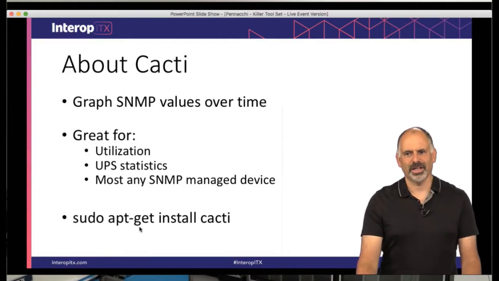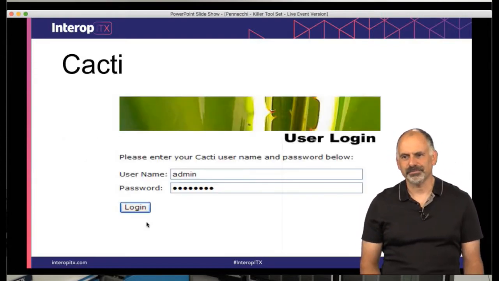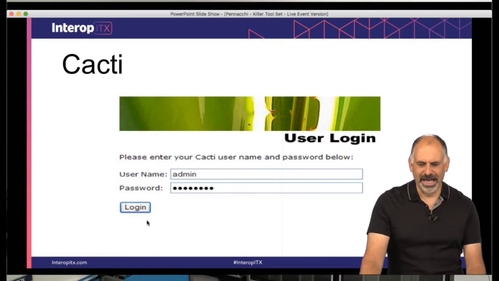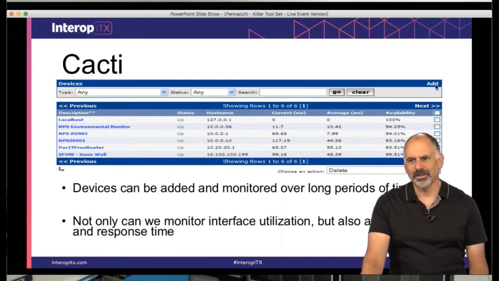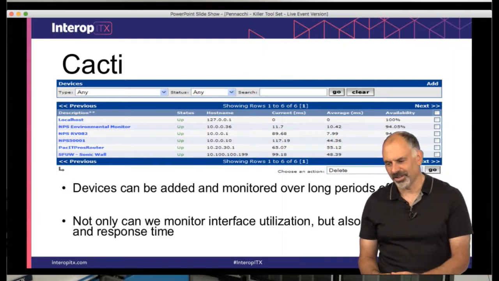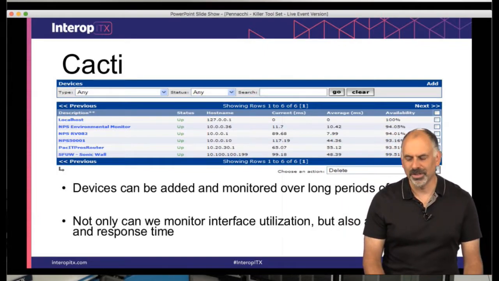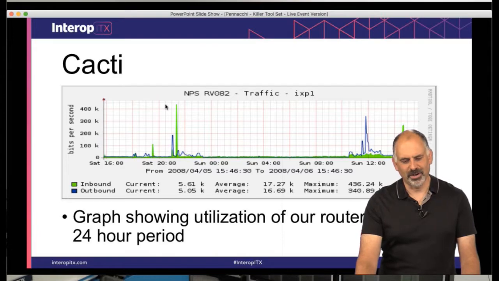How do I set it up? Well, I can go in and type in sudo apt-get install cacti. Then I can log into Cacti. Now, when I go in to set up a device, I would come into devices and click add. This allows me to type in the IP address of the device, put in the SNMP community string, all that important information. Okay, so now I can start seeing my graphs.